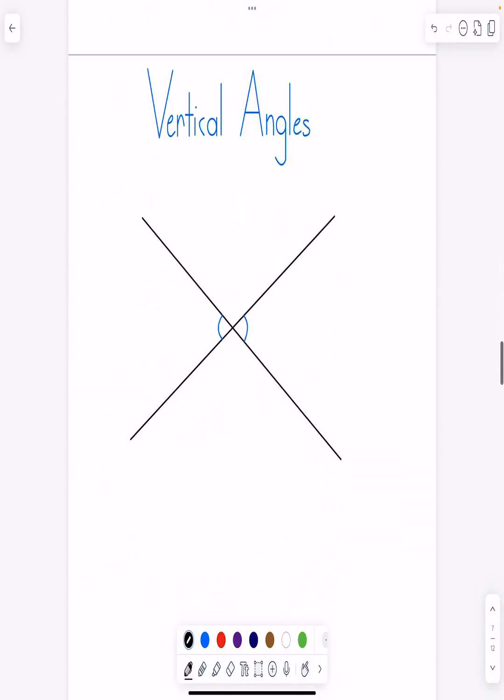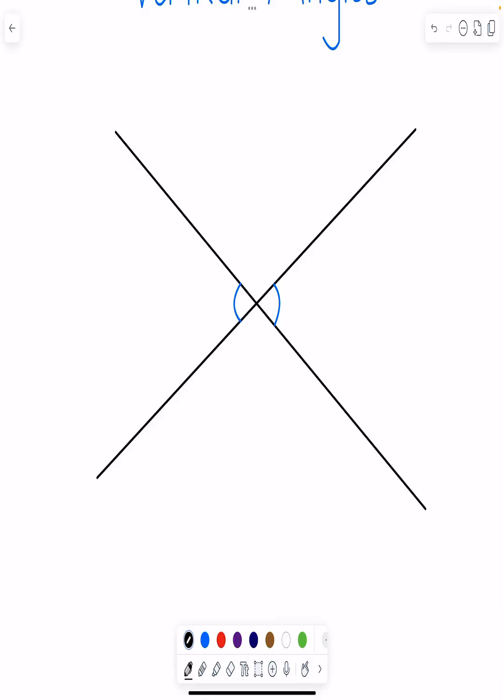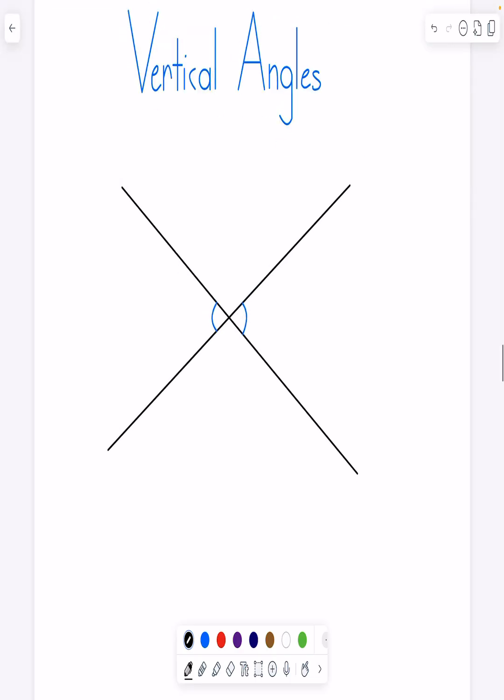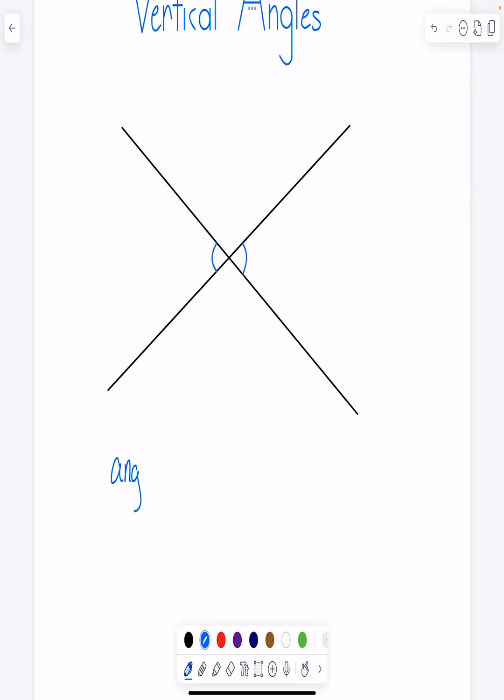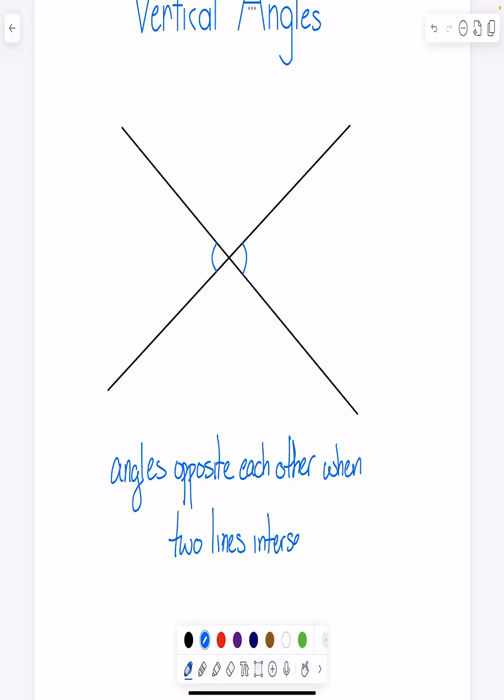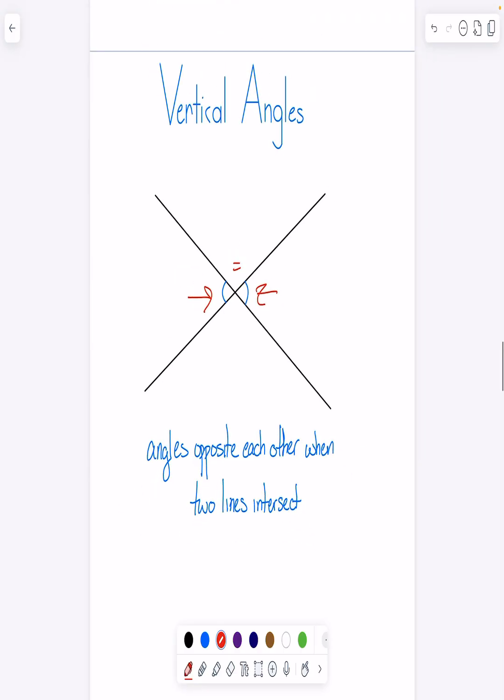The last angle I will show you within this lecture are vertical angles. These are angles opposite each other when two lines intersect. As you can see, these two angles are facing each other. They are in fact equal to each other. These are called vertical angles.